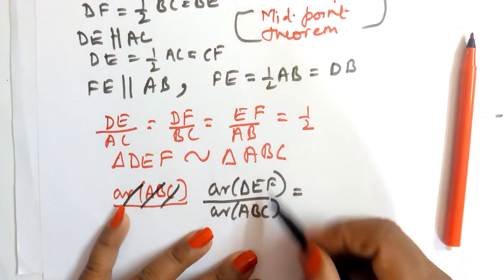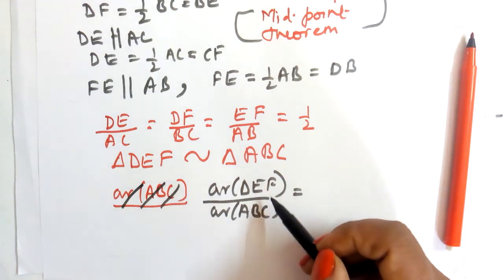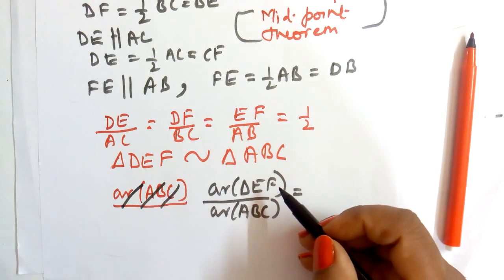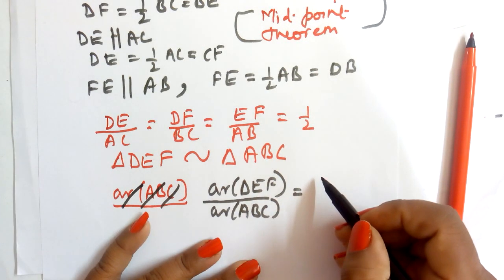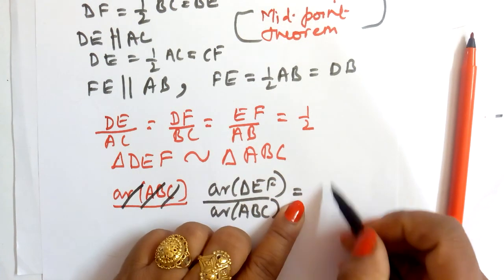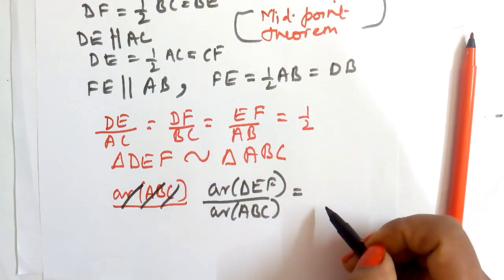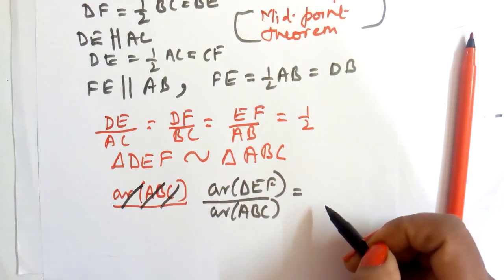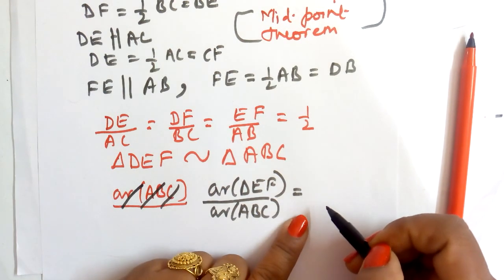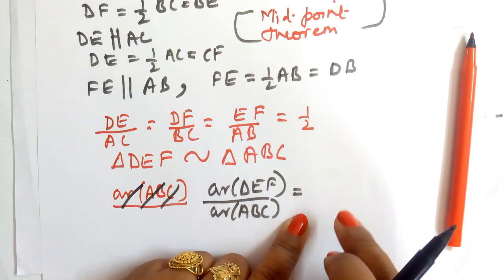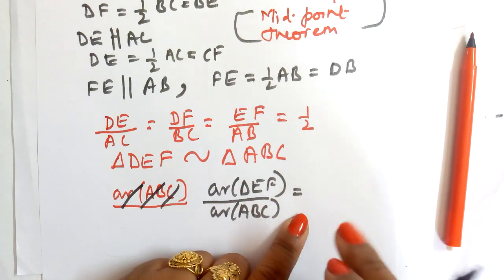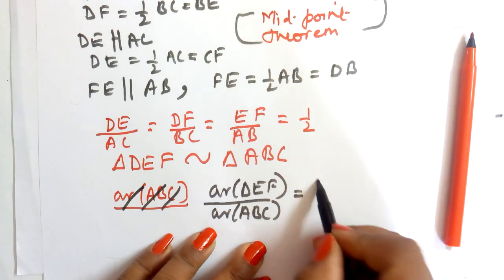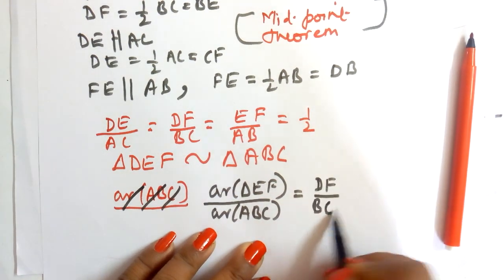When we are taking the areas of two triangles that are already similar to each other, then the ratio of their areas is equal to the square of the ratio of their sides. Again I am repeating, the ratio of the areas of two similar triangles is always equal to the square of the ratio of their sides. So now we can write here DF upon BC whole square.